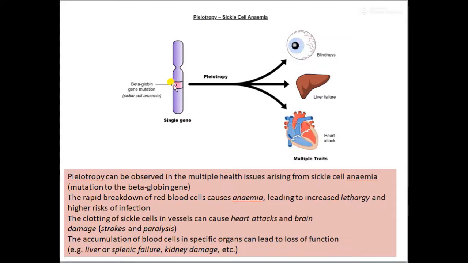The rapid breakdown of the red blood cells will cause anemia, leading to increased lethargy and a higher risk of infection. And the clotting of the sickle cells in the vessels can cause heart attacks and brain damage, as well as strokes and paralysis. And the accumulated blood cells in a specific organ could also lead to loss of function, for example, liver or splenic failure or kidney damage, etc. This all can happen as a result of the mutation happening in one particular gene.